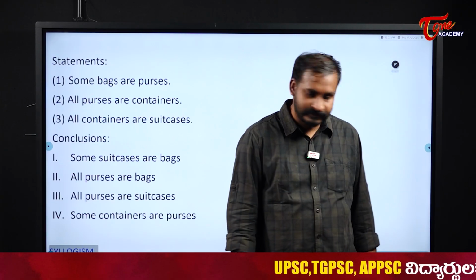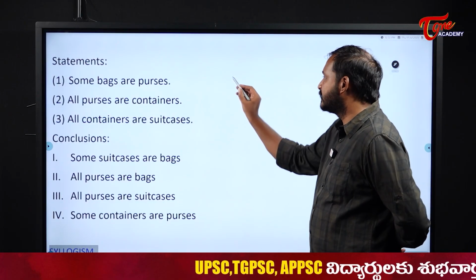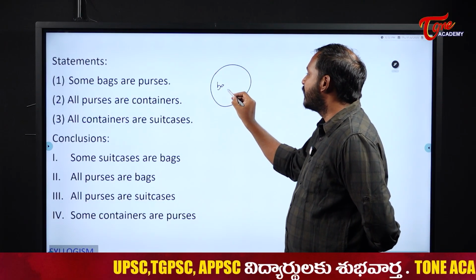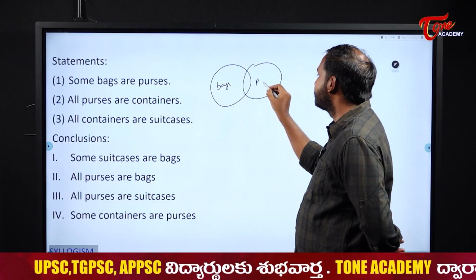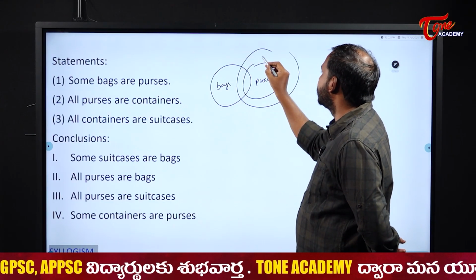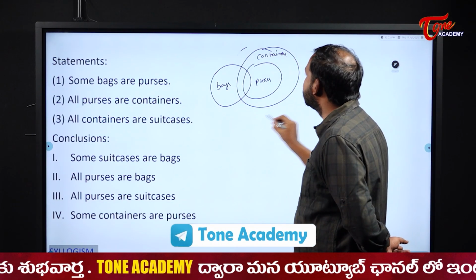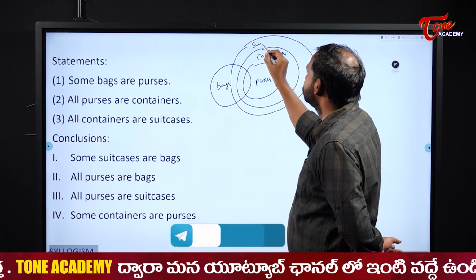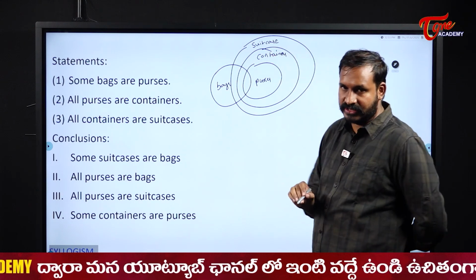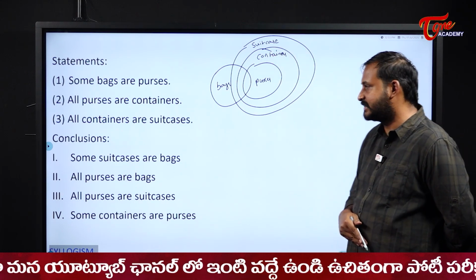Right. Next one. Some bags are purses. Okay. Some bags are what? Purses. All purses are what? Containers. All containers are what? Suitcase. So this is the basic diagram. Yes, sir, this is the basic diagram.